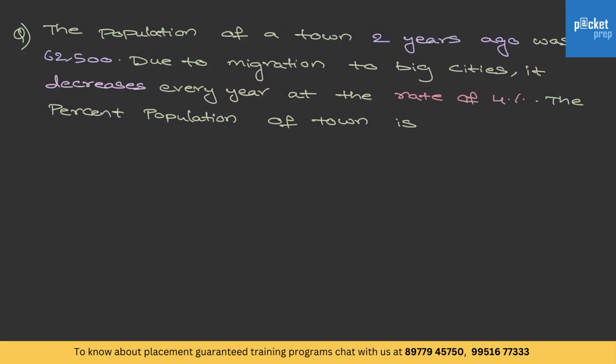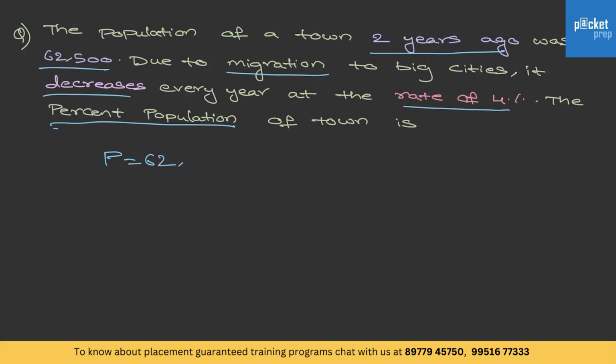In this, given that 2 years ago the population was 62,500, and they migrated to big cities, so it decreased every year at a constant rate of 4%. So they're asking us for the present population. Let's take P equals 62,500, decreasing at a constant rate of 4%. So whenever they give us the population 2 years ago or 2 years after, and if they ask us to find the present, let's take P as the original value now and find it after 2 years.